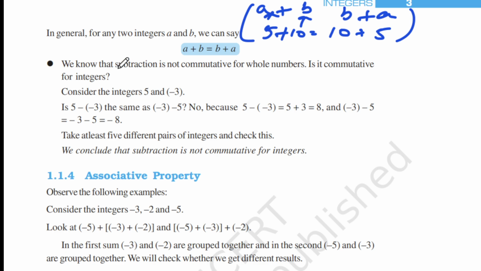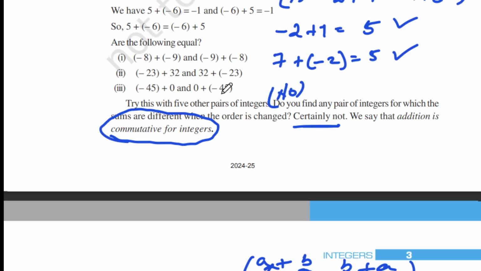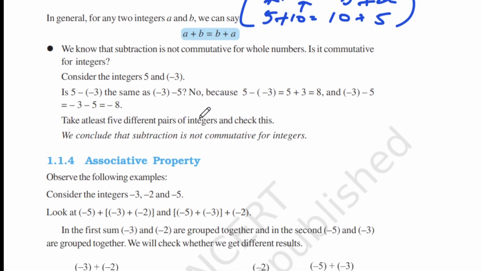We know that subtraction is commutative for whole numbers. Is it commutative for integers? Consider the integers 5 and minus 3. Is 5 minus minus 3 the same as minus 3 minus 5? No, because 5 minus minus 3 becomes 8, and minus 3 minus 5 gives you minus 8. Take at least 5 pairs of integers and check this.